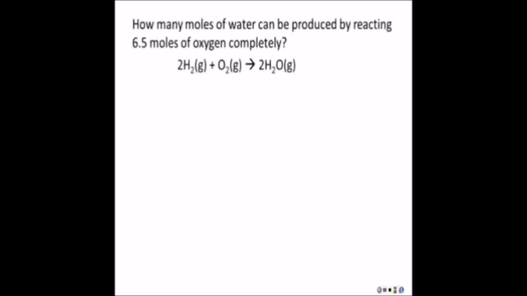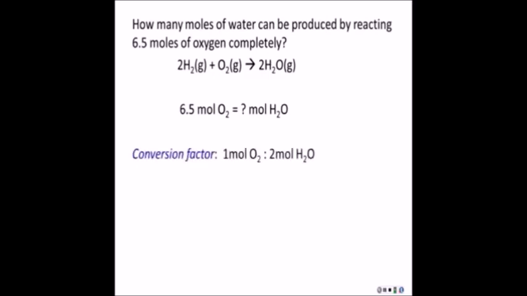Now here's another question involving stoichiometry. How many moles of water can be produced by reacting 6.5 moles of oxygen completely? Here's our equation, and then here's our question. We're going to need the mole ratio between oxygen and water to solve this question. We get that from looking up above at the equation, and we see that it's a 1 to 2 mole ratio. Then we set up the solution. You notice we can cancel out oxygen and wind up with an answer of 13 moles of water. What could be simpler?